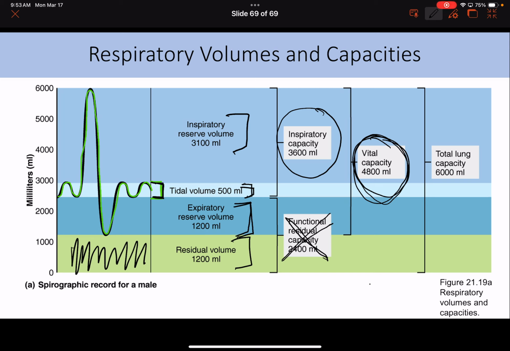If we were to add all of the volumes together, your inspiratory reserve, your tidal volume, your expiratory reserve, and the amount of air that you do not move, add all those four together, and that gives you your total lung capacity, which is about 6,000 milliliters.